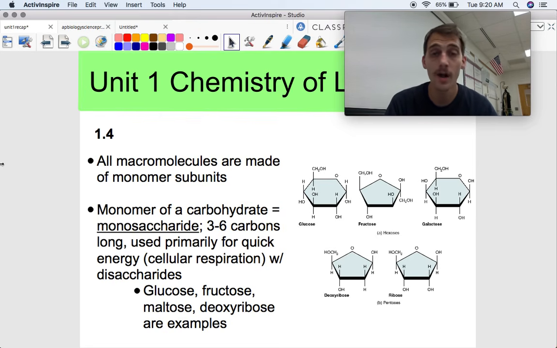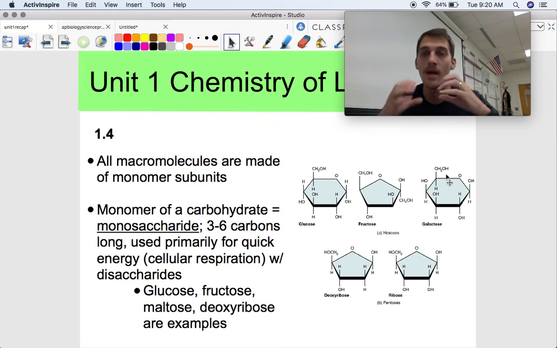So the monomer of a carbohydrate is what we call a monosaccharide, and we saw this picture before. A monosaccharide is 3 to 6 carbons long, used primarily for quick energy through the process of cellular respiration, which we're going to get into in Unit 3, along with disaccharides. Monosaccharides, glucose being the most important one, fructose, maltose, deoxyribose, and galactose over here. Something like sucrose or lactose, those are what we call disaccharides.